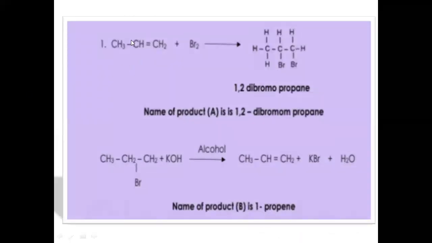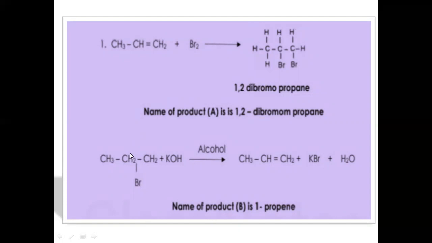Propene, prop for 3 carbon atoms. Propene after bromination, which is also called halogenation or addition of halogen or addition of bromine, one bromine will attach with one carbon atom and the second bromine atom with the second carbon atom. So it will give us propane because all the carbon-carbon bonds are now single bonds. This carbon is called carbon number 1, 2. There are two bromine atoms, dibromopropane. Name of A is 1,2-dibromopropane.